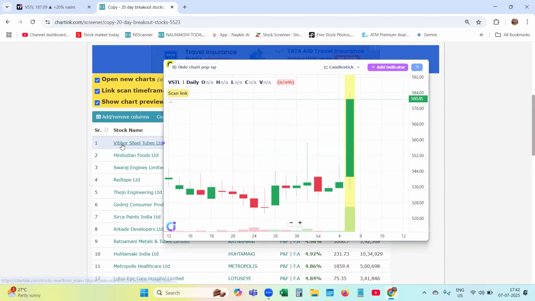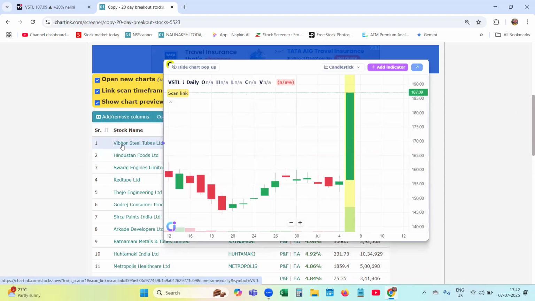The first, Vibhor Steel Tubes, when it comes, it is coded for daily. At a glance itself you can make out, you can see from 2024, from 20th, the price, 3 to 5 days, it has gone up. 3 to 5, 6 days, it has come down. And totally 11 days and previously 20 days. So it is a 20-day breakout stock.